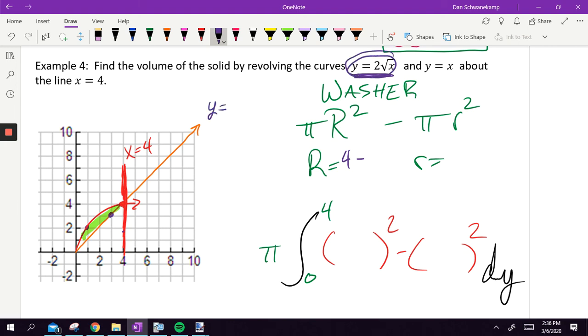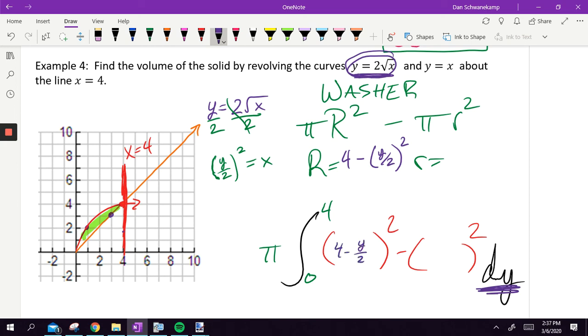Perfect. She said we're subtracting this line right here, but we have to change it because it is a dy problem. We need to put it in terms of y. And so what we do to solve this thing: divide by 2, and then square it. So y over 2 squared equals x. So that is what she's subtracting. Y over 2 squared. 4 minus y over 2 squared.